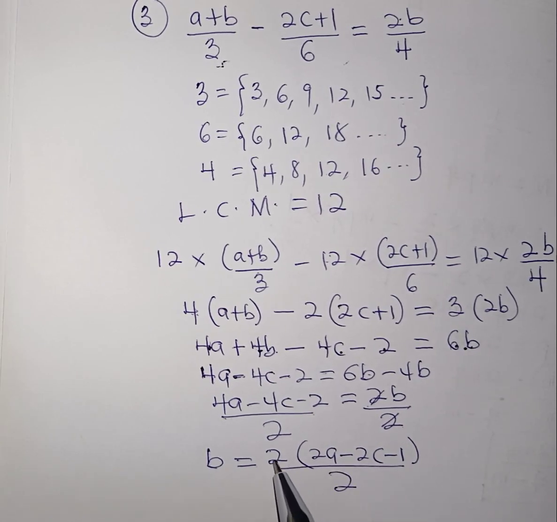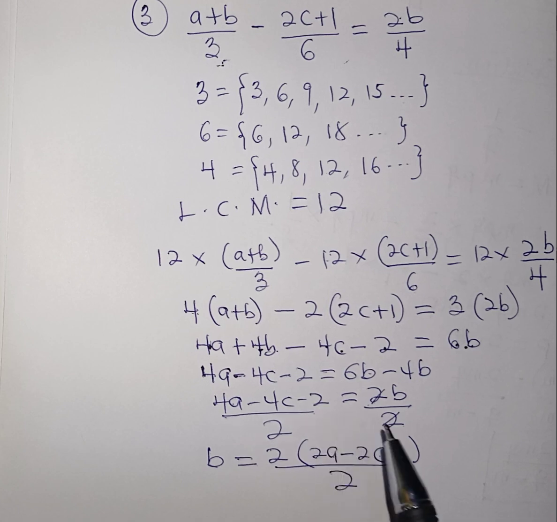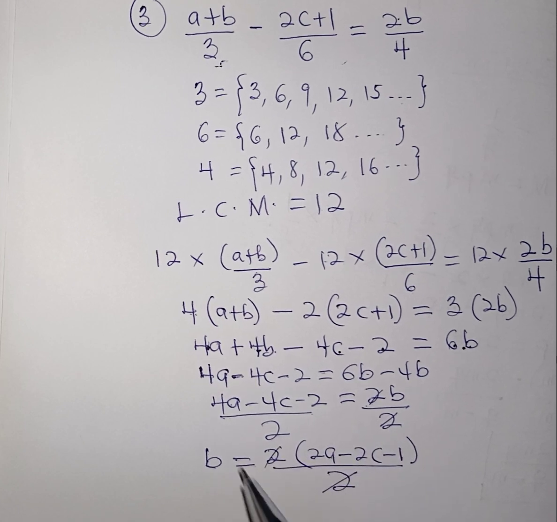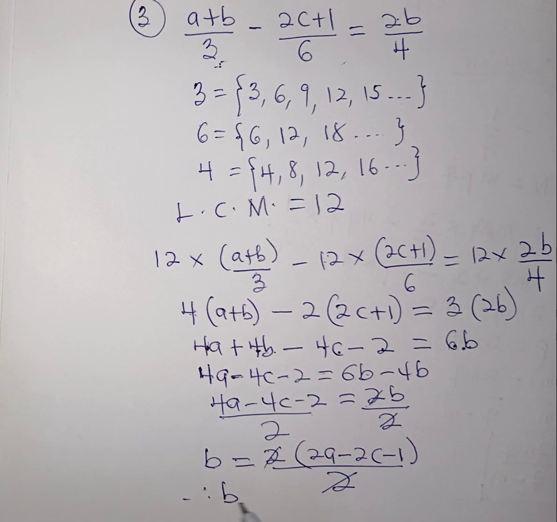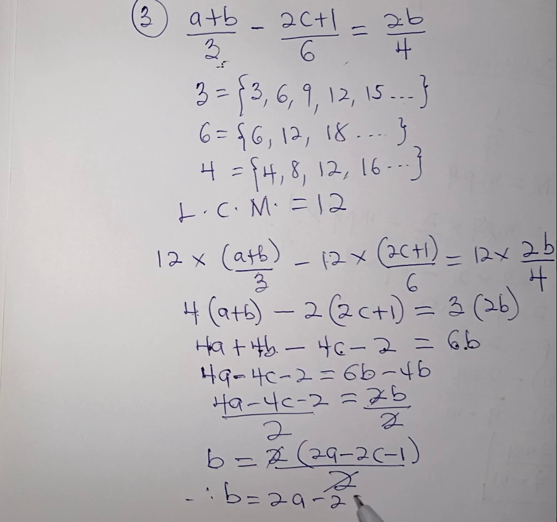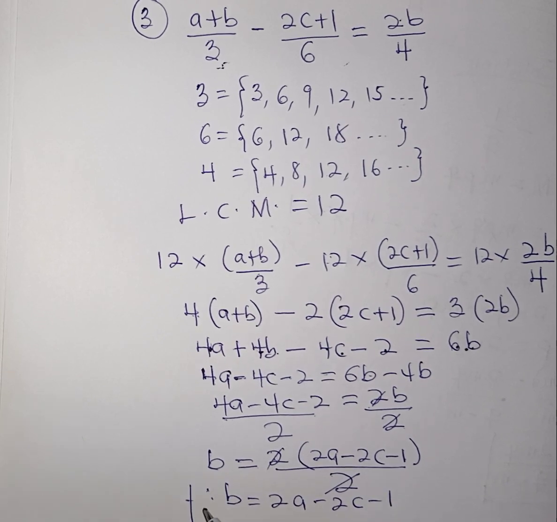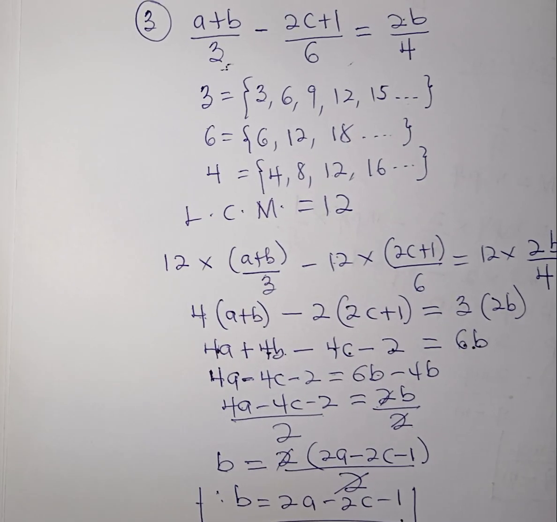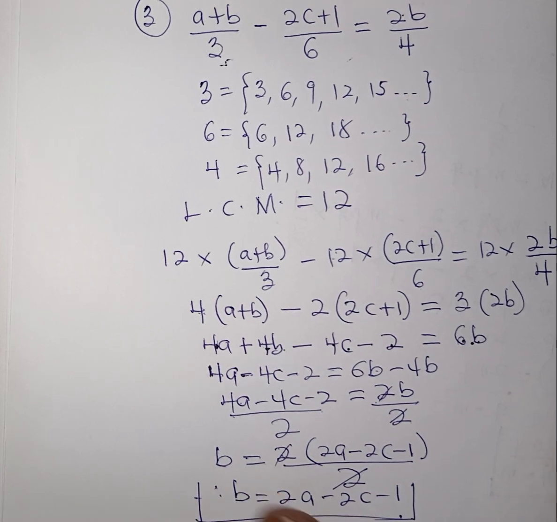At the end of the day, if I multiply this, I must get what is here. So 2 times 2a gives me 4a. 2 times negative 2c gives me what? 4c. And 2 times negative 1 gives me what? Negative 2. Yes. So once we have this and that, we can cross this out. Therefore, our b is giving us what? 2a minus 2c minus 1. And that gives us what? Our answer.